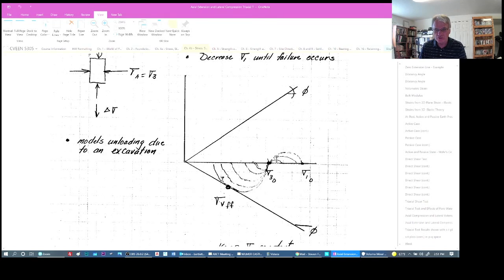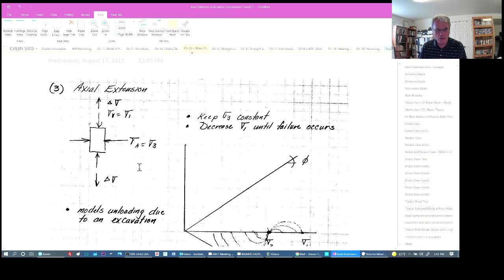So eventually the Mohr circles come to here, and then eventually what was the vertical stress becomes less than the horizontal stress, and we keep drawing forward more circles, and then eventually we reach the failure surface down here, which defines the Mohr circle at failure. Okay, so that would model unloading.